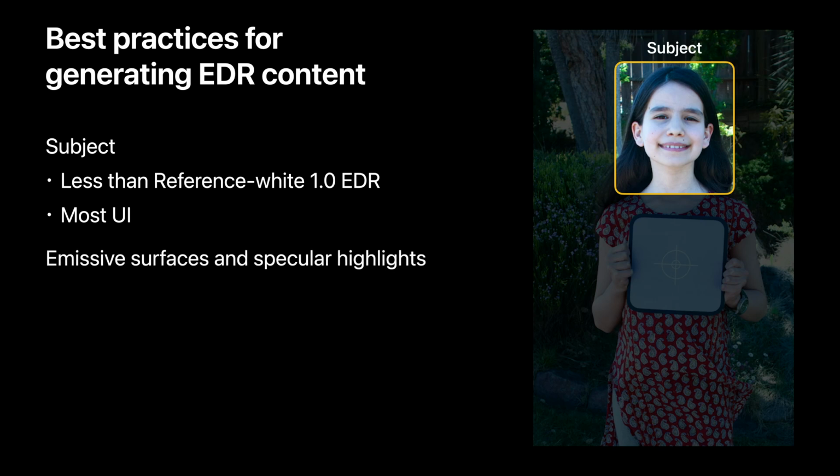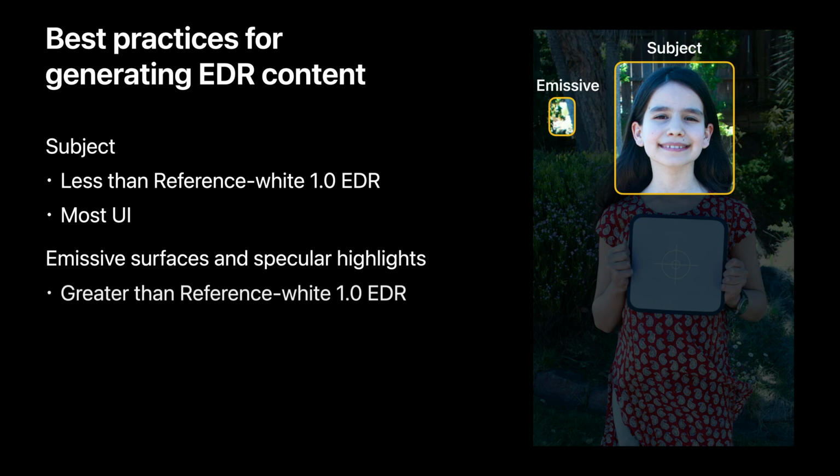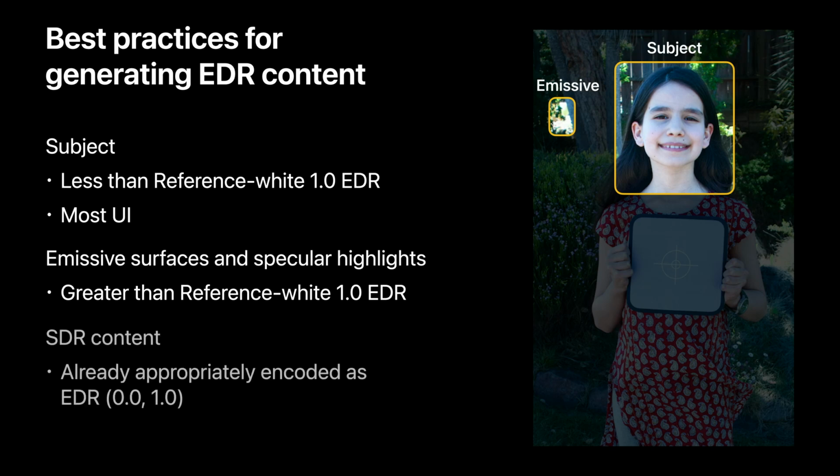Emissive surfaces such as the sun or clouds, as well as specular highlights, such as the sun reflecting off a shiny surface, are potentially far brighter than reference white, and consequently are expected to exceed EDR 1.0. A scene's brightest elements are already clipped by SDR encoding. Consequently, SDR content is correctly represented as EDR 0 to 1.